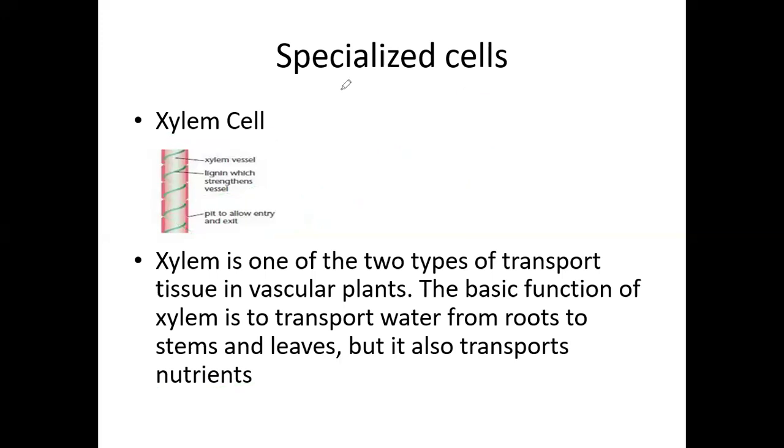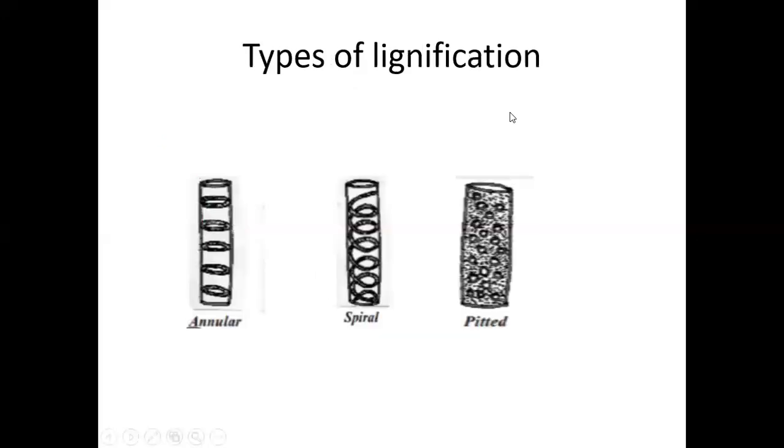Now the question arises, what is lignification? The deposition of lignin in the walls of xylem is called lignification. There are three types of lignification. There are many other types, but here I will discuss only the three major types. Annular rings: the lignification is in the form of annular rings. You can see over here the annular rings.